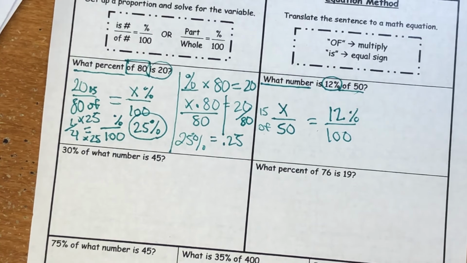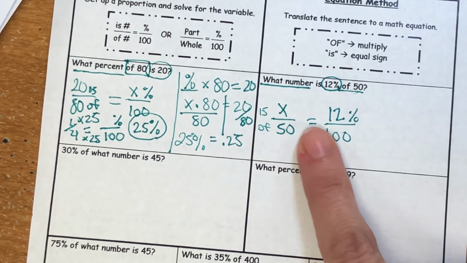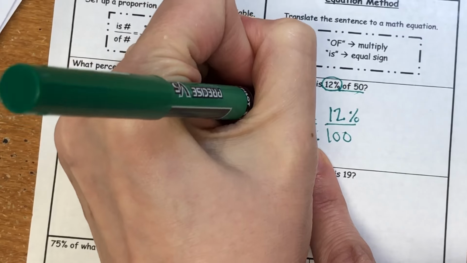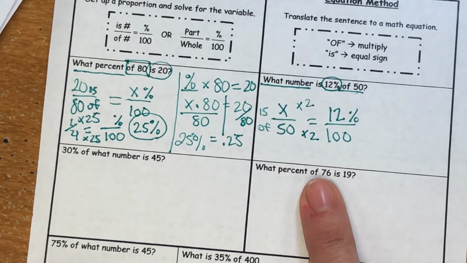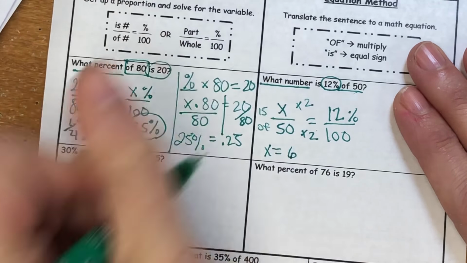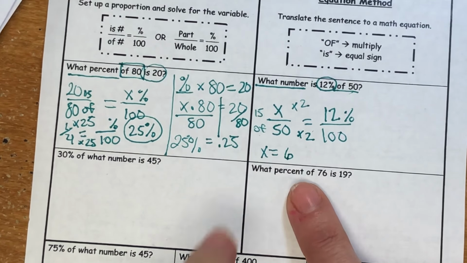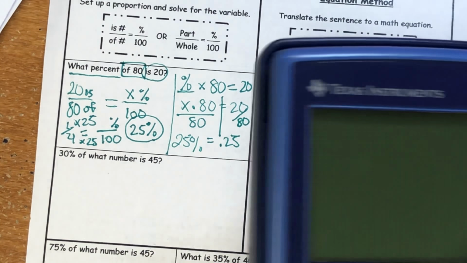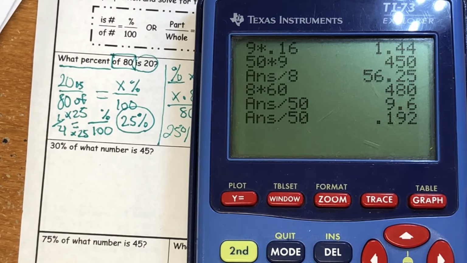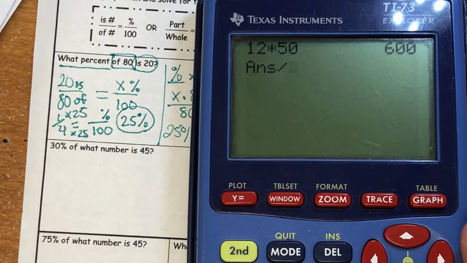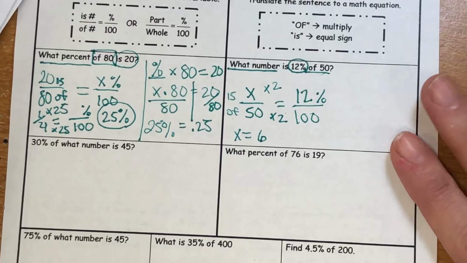Okay, again, this is a proportion. You can easily say 50 times 2 is 100, right? So think about what number times 2 gives me 12. Well, 6 times 2 is 12, okay? So X would be 6, okay? Or you can cross multiply. So you can do 50 times 12, divide by 100, okay? And you get the same thing. So in the calculator, if I do 12 times 50 and then divide that by 100, I'm going to get 6, okay? All right, so that's the proportion piece.